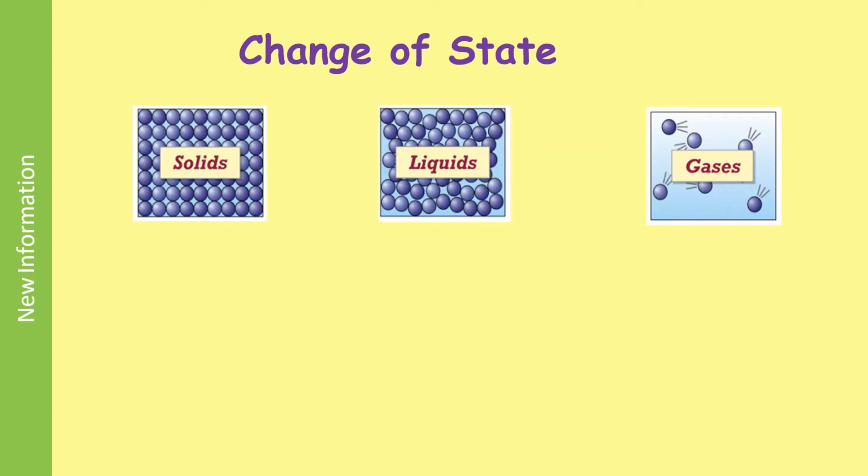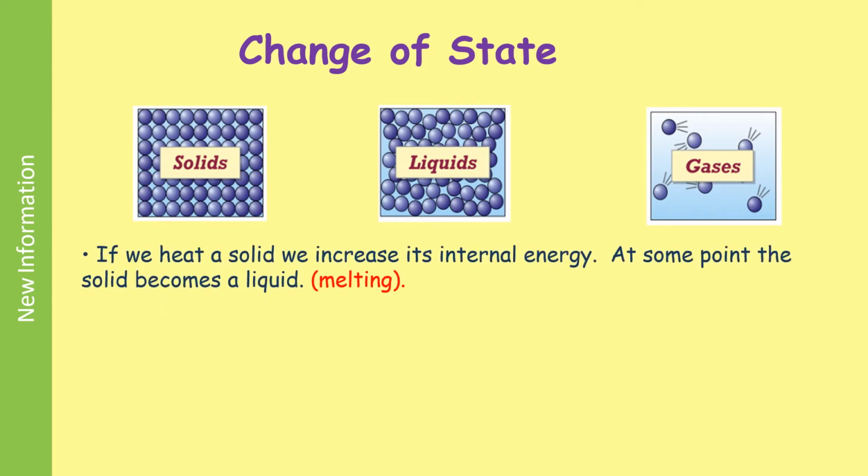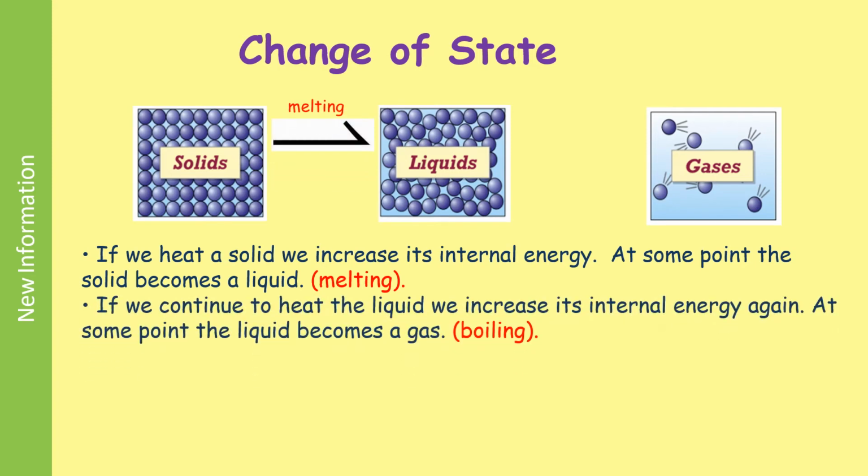Now let's have a look at this process in a little bit more detail. If we start with a solid and we put in energy by heating it, we increase its internal energy. At some point, the solid becomes a liquid because the forces holding the atoms or molecules together have been overcome. We call this process melting. If we continue to heat the liquid, we increase its internal energy again. At some point, the liquid becomes a gas, and we call this boiling.